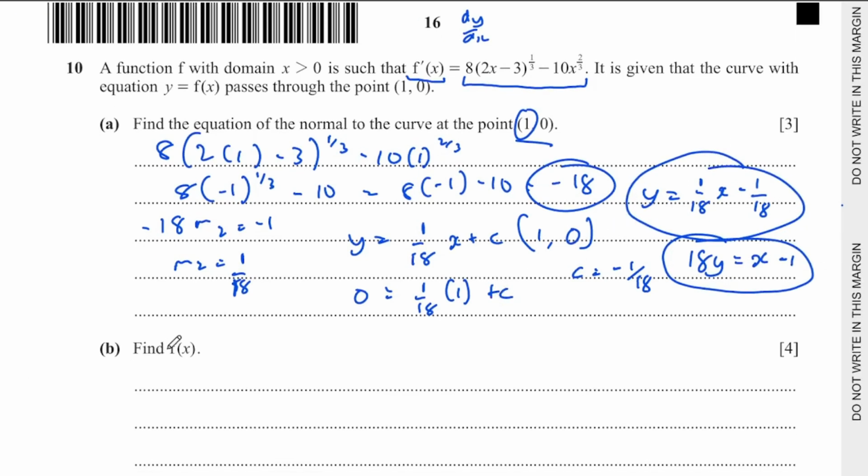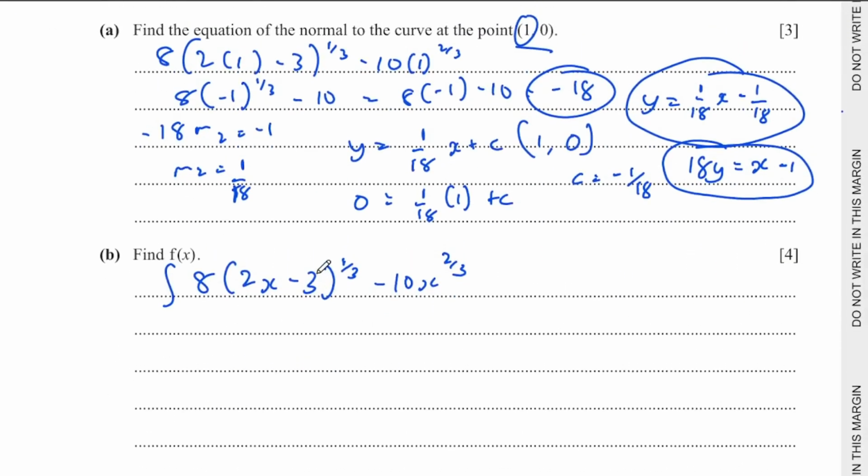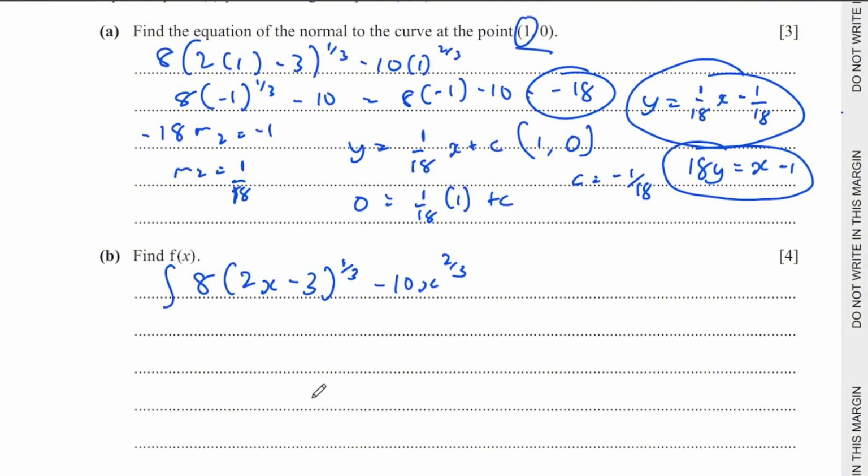To find f of x, remember this is dy over dx, the f prime of x. So to get back the original equation, we would integrate it. So we integrate this right here, 8(2x minus 3)^(1/3) minus 10x^(2/3), without limits. That means we would get a plus c. But to integrate this, we would need to do some substitutions. So we could substitute this thing right here as u. So 2x minus 3 equals u.